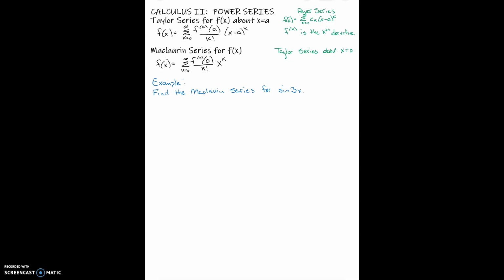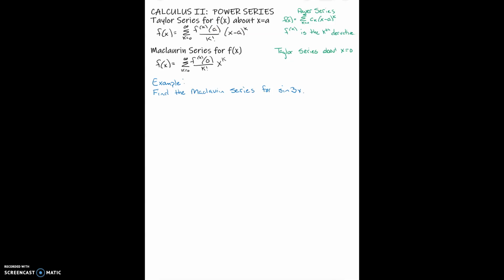Taylor series for f of x about x equal to a has the form f of x is equal to the sum as k goes from 0 to infinity of the kth derivative of f evaluated at a divided by k factorial times x minus a raised to the k. That's a Taylor series. Turns out the Maclaurin series is simply a Taylor series centered about x equal to 0. So anywhere where we have an a in the Taylor series, we simply replace it with 0, and that gives us a Maclaurin series.